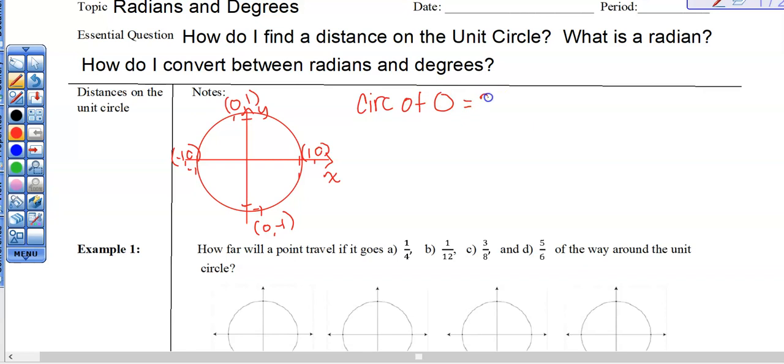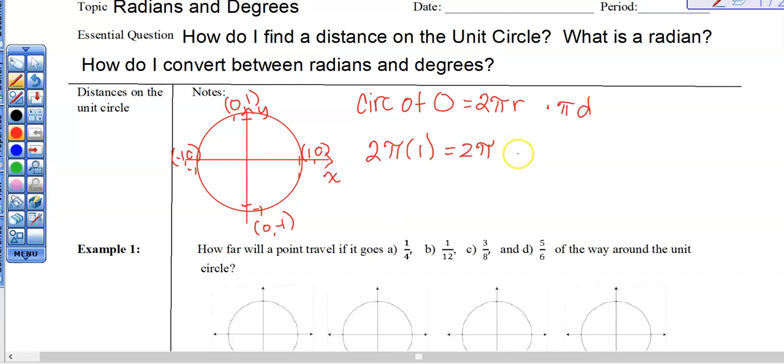Diameter. Pi r squared. No. Pi r squared is area. 2 pi radius or pi times diameter. Okay, but we're going to go with 2 pi radius. So now that we know that, what's the distance around, or the circumference, of the unit circle? 2 pi times 1. So that's the distance. So it's just 2 pi.